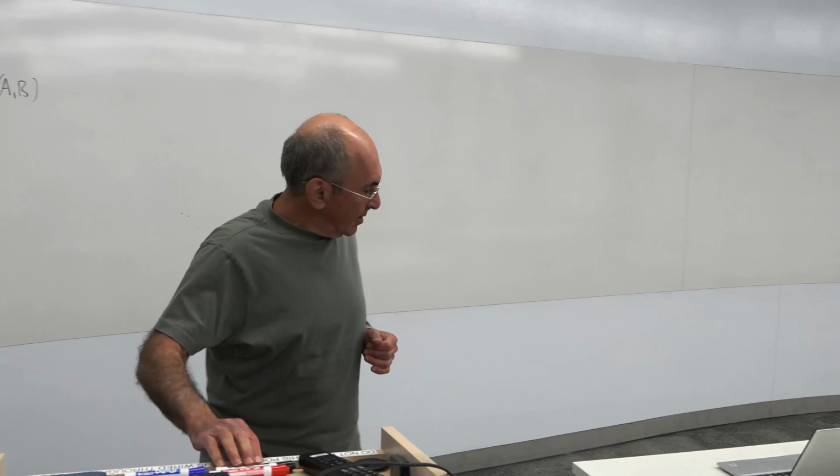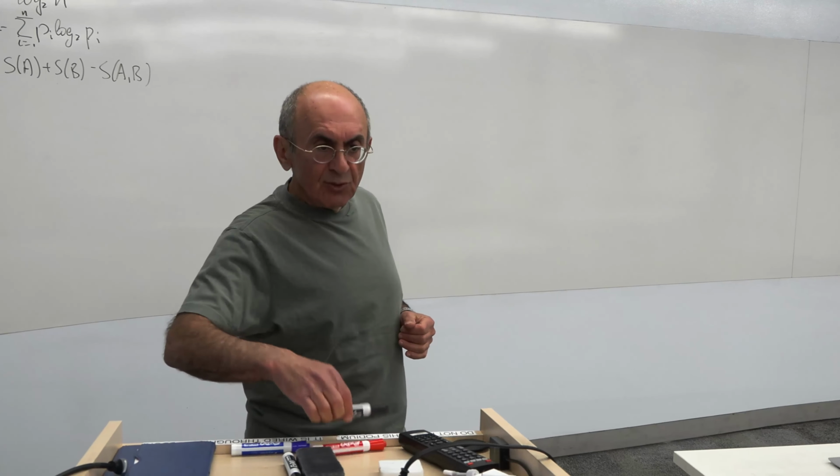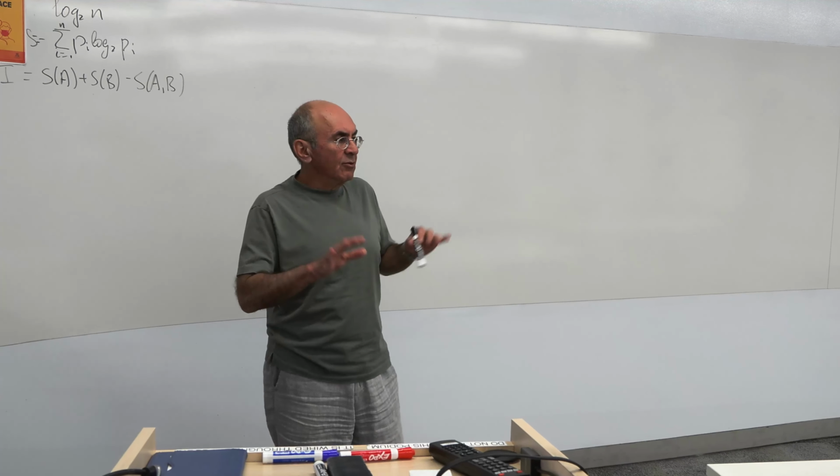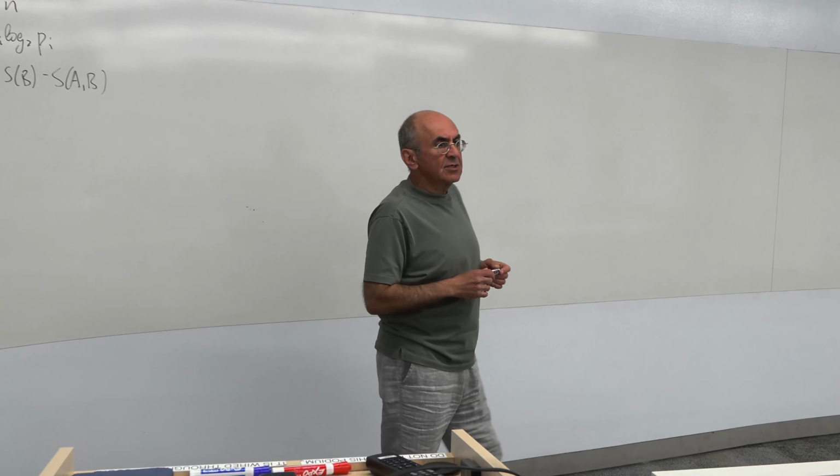So as usual, the brief recount of the previous episodes. So we are talking about information, and we decided to characterize information by how much uncertainty it decreases.